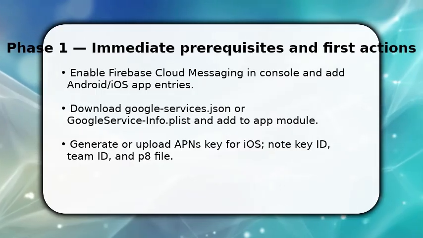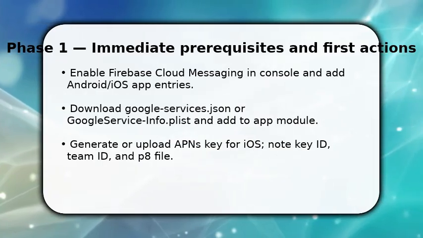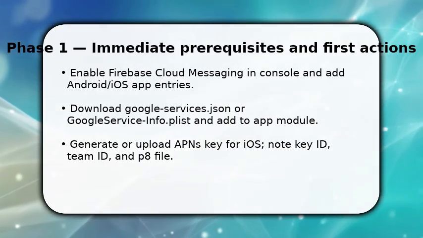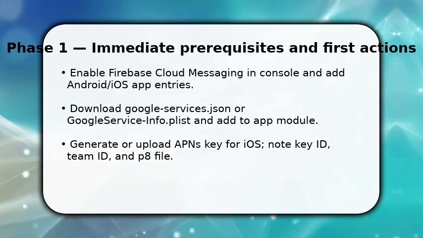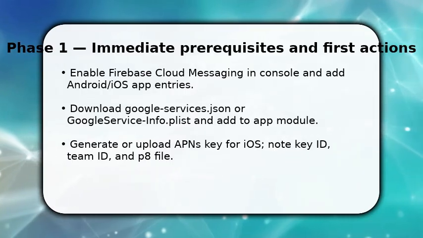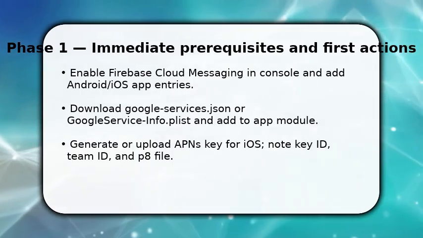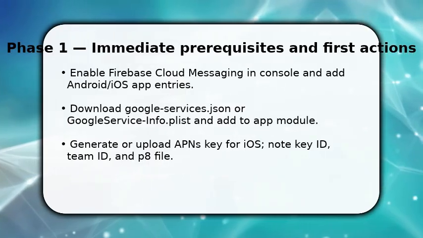You start by preparing your Firebase project and app credentials. Create or open the project, enable Cloud Messaging, then add your Android and iOS apps so Firebase knows where to send messages. Once added, download google-services.json or GoogleService-Info.plist and place them in the correct app folder. Make sure package IDs match.